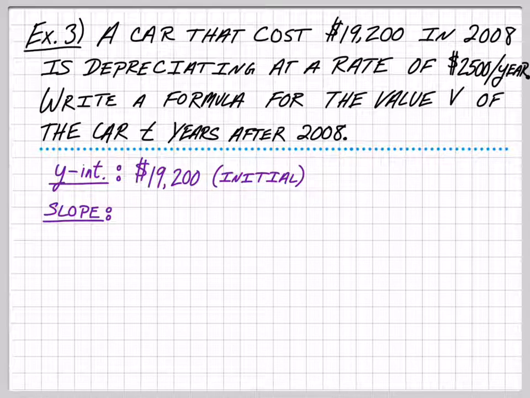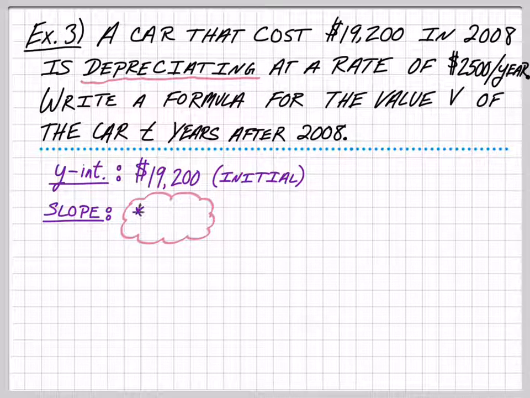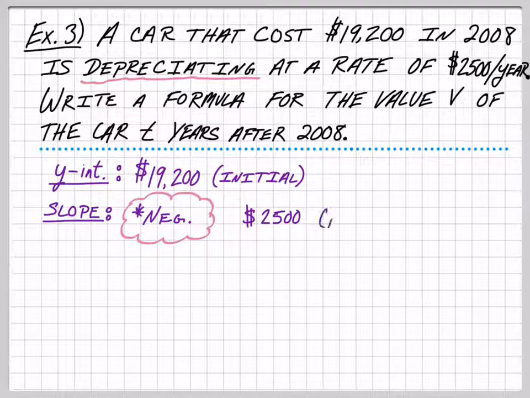And then for the slope, well, that's got to be the other number, right? The rate of change, $2,500 per year. So M equals $2,500 per year. And I want you to note that this has definitely got to be a negative value because it's depreciating. So if you put plus 2,500t, that'd be off. That'd be like adding value to the car. So let's make sure that this slope is negative when we go ahead and write it. So $2,500 per year, and it's going to have to be negative when we put in our formula.